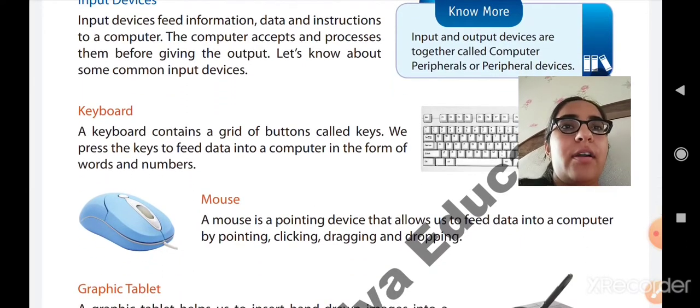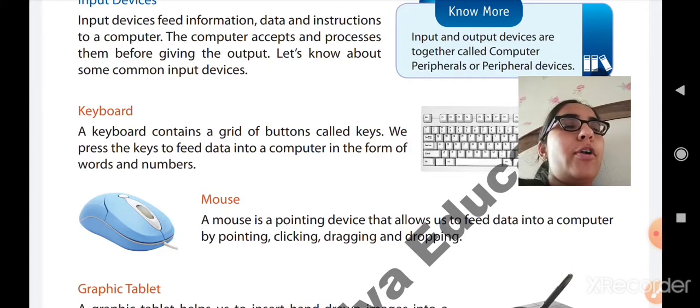First one is keyboard. A keyboard contains a grid of buttons called keys. It means many buttons are available in a keyboard. It means A to Z, all the numbers, other signs, symbols, everything is available on the keyboard. So that is known as a grid of buttons. We press the key to feed data into the input in the form of words or numbers.